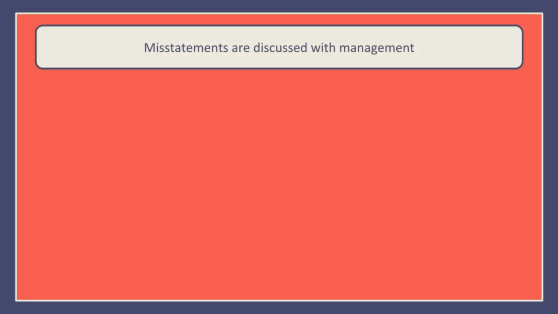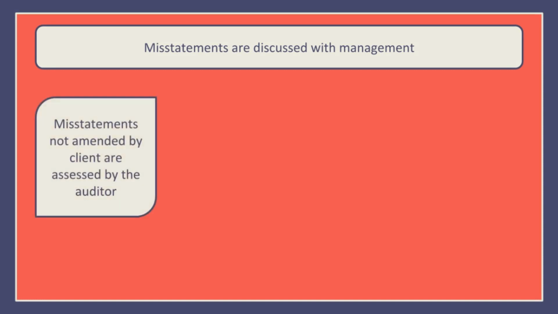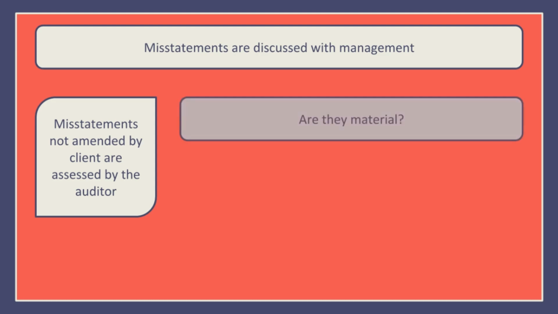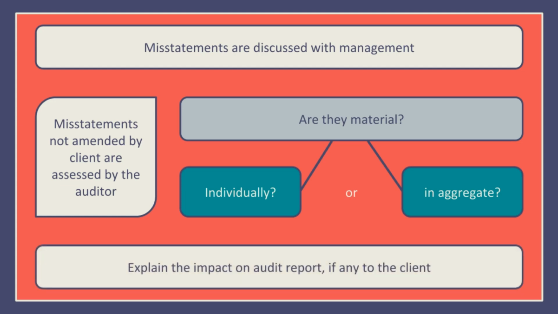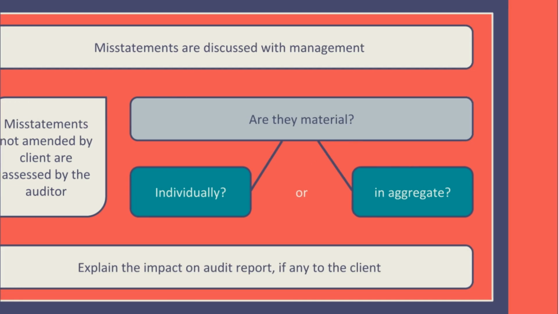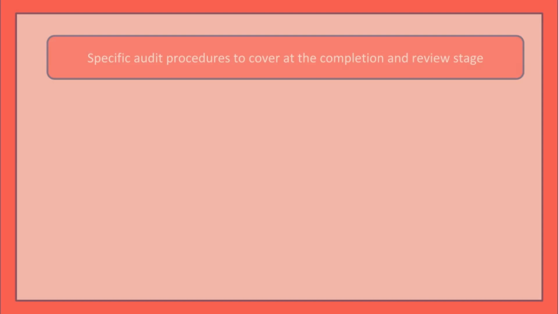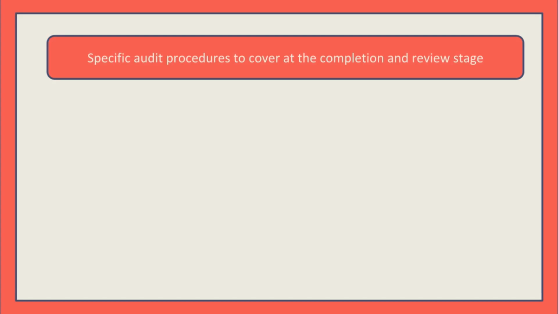All misstatements identified, with the exception of very small ones, are discussed with the client for amendment. If any are not amended by the client, the auditor must assess whether the remaining errors are material to the users. This should be reviewed individually and in aggregate. The auditors should then explain the impact, if any, on the audit report and obtain written representations to confirm the uncorrected errors are immaterial. As well as the overall review and the evaluation of misstatements, the auditor has some specific audit procedures to carry out at the completion stage.